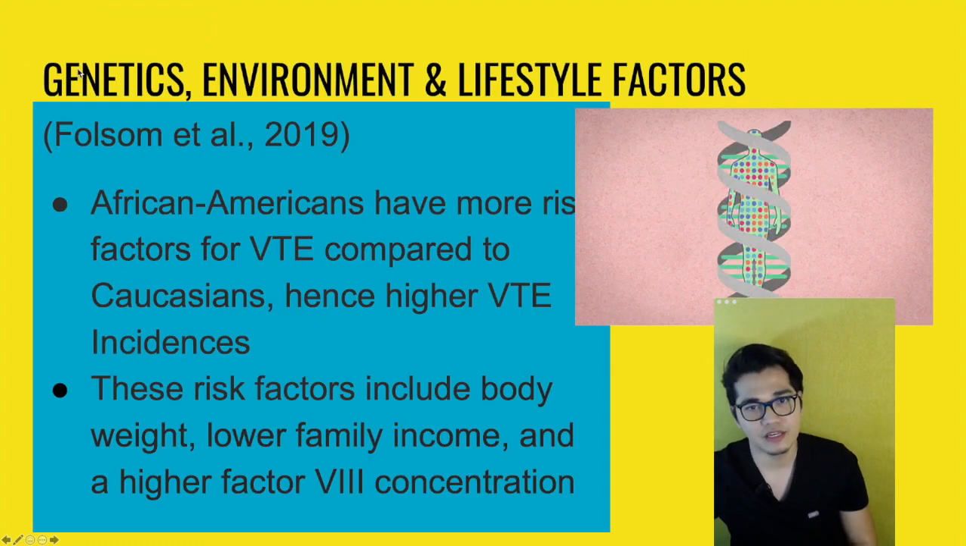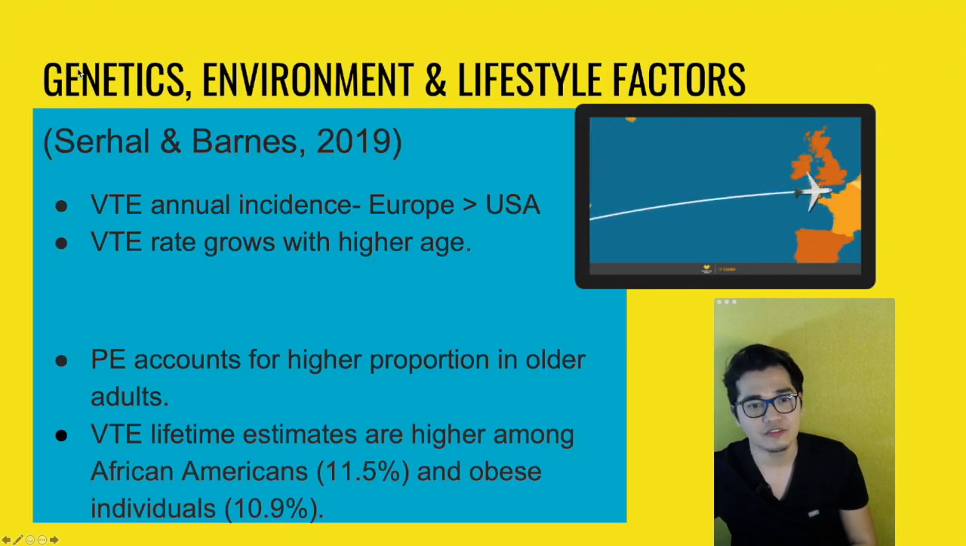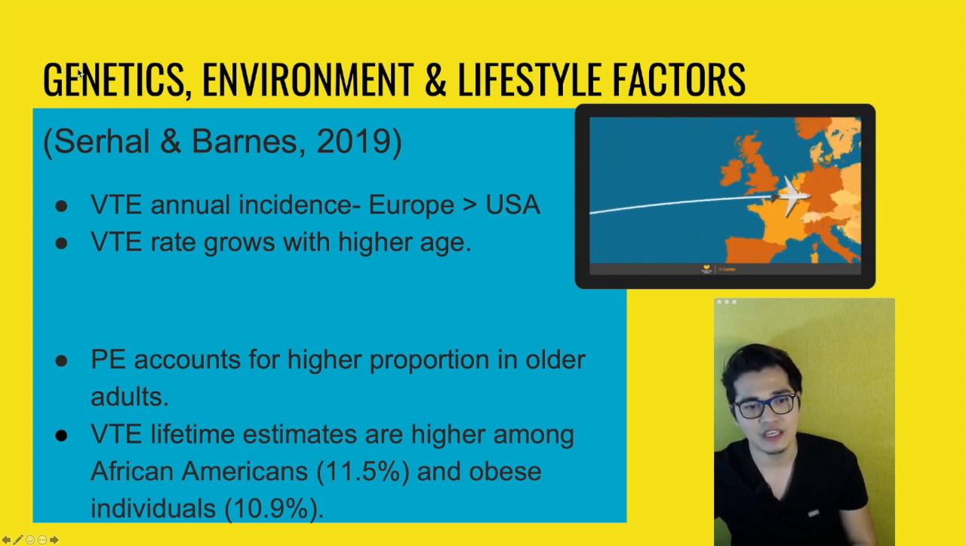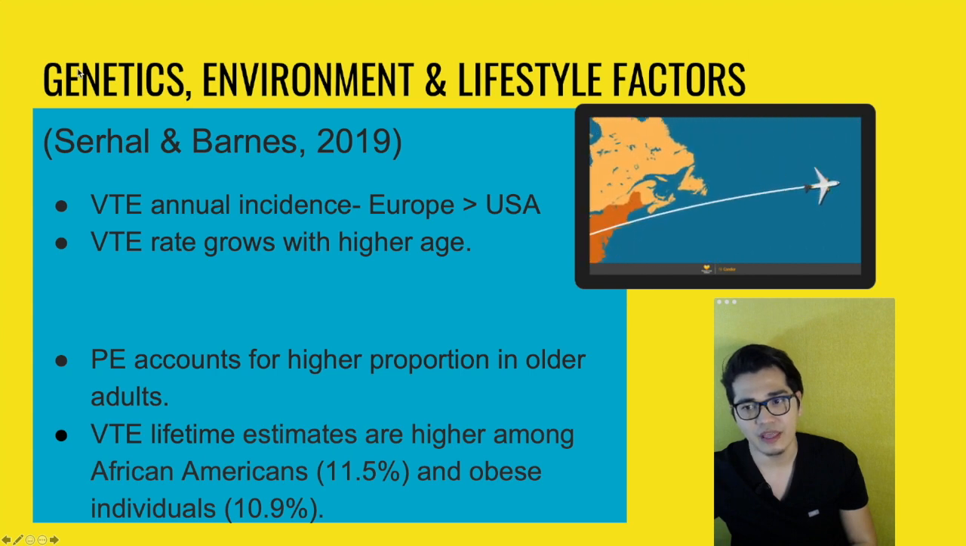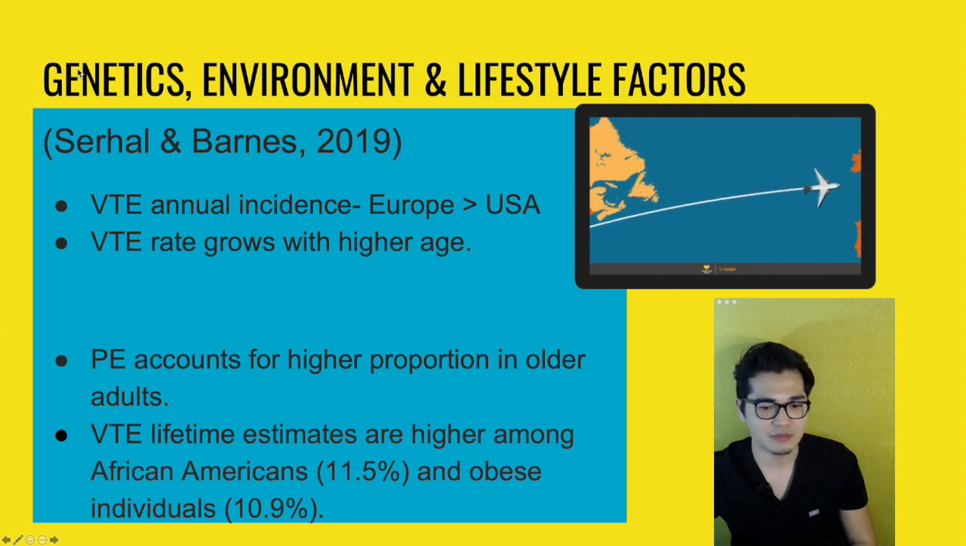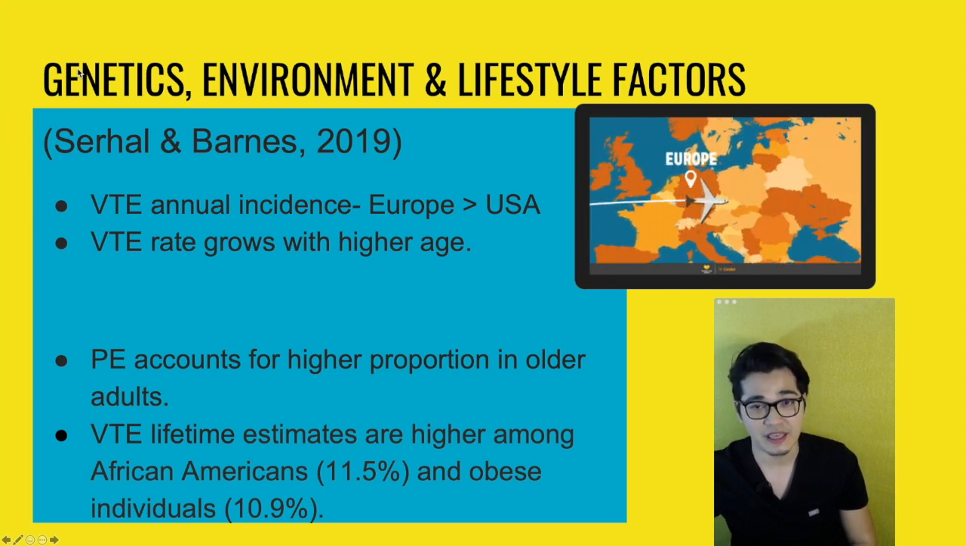Let's look at some genetic, environment, and lifestyle factors that affect VTE. One study shows that African Americans have higher risk factors to VTE, hence have higher incidences of VTE compared to Caucasians. These risk factors include body weight, low family income, and higher factor 8 concentration. The annual incidence of VTE is higher in 6 European countries combined compared to the US. The VTE growth rate increases with age. PE accounts for higher proportion in older people, and the lifetime estimates are higher among African Americans and obese individuals.